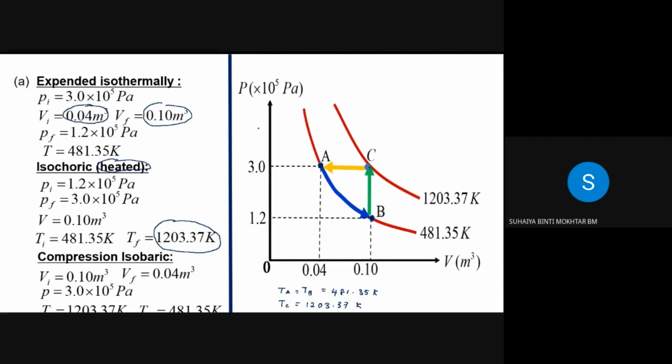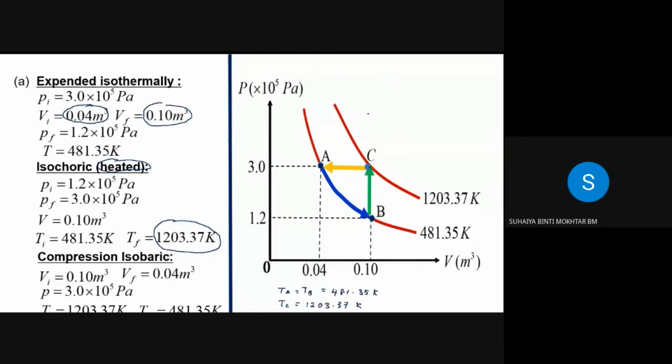Okay, so graph point ni memang start dia memang A di sini lah. Kalau nak label 1, 2, 3 pun okay. Tapi 1 awak mesti pada initial isothermal. Point 2 is final isothermal, or initial isochoric. Point 3 or C here is final isochoric, or initial isobaric. So final isobaric is initial isothermal.